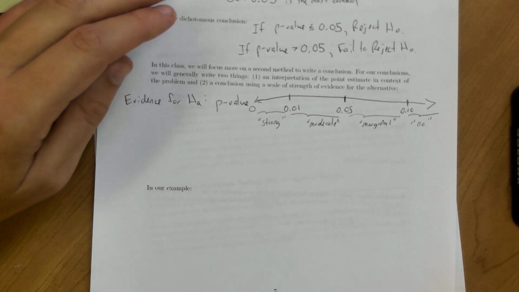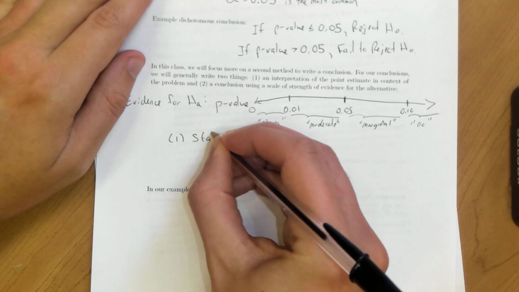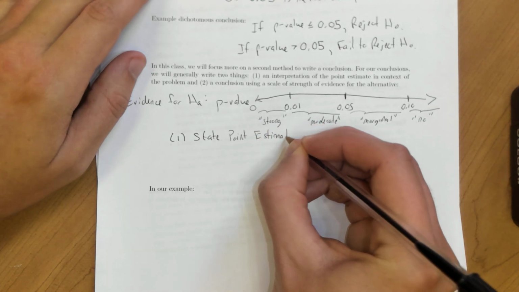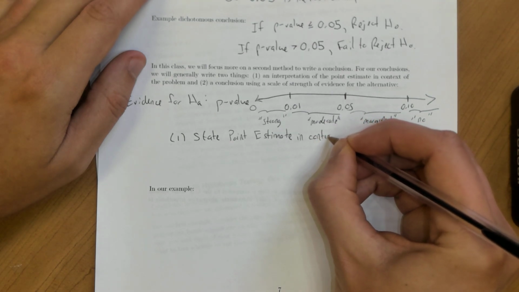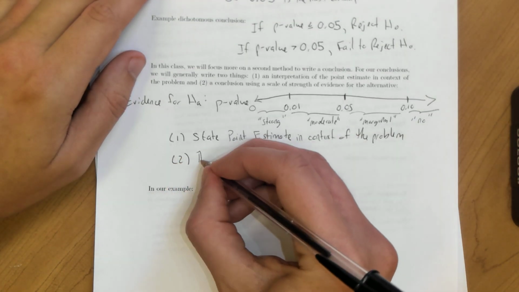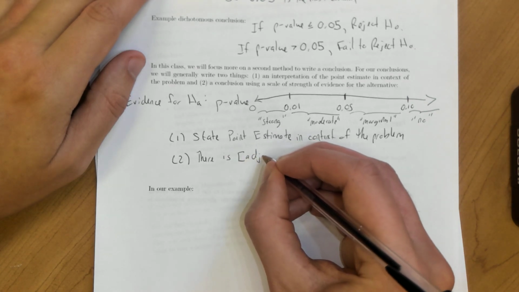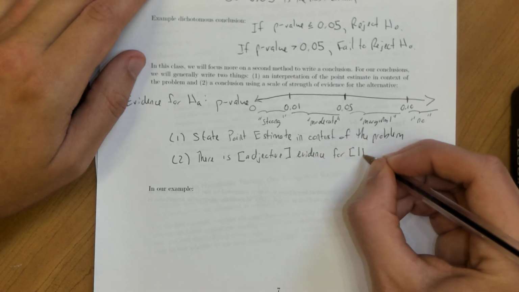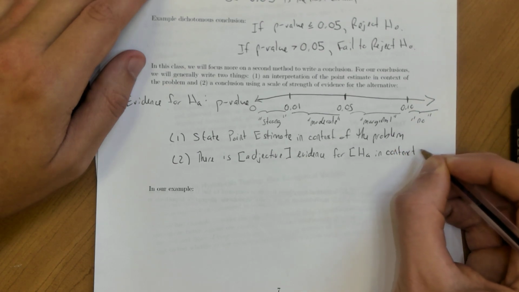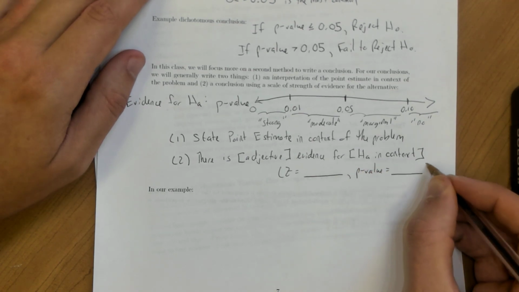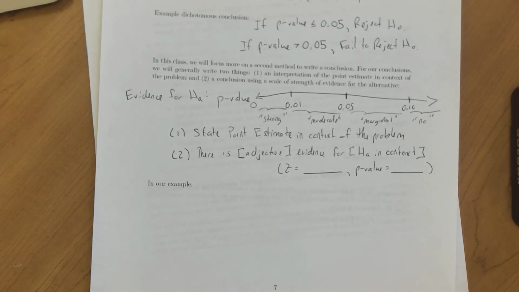So then using the scale, and this will be true for pretty much the rest of the semester, so we're trying to set ourselves up well, we're going to state our point estimate in context of the problem. And we are going to say how much evidence we have for the alternative hypothesis. So there's some amount of evidence for whatever our alternative is in context of the problem. And then we'll say the z-value that we calculated on the previous page, and we will say our p-value that we will get from StatKey.